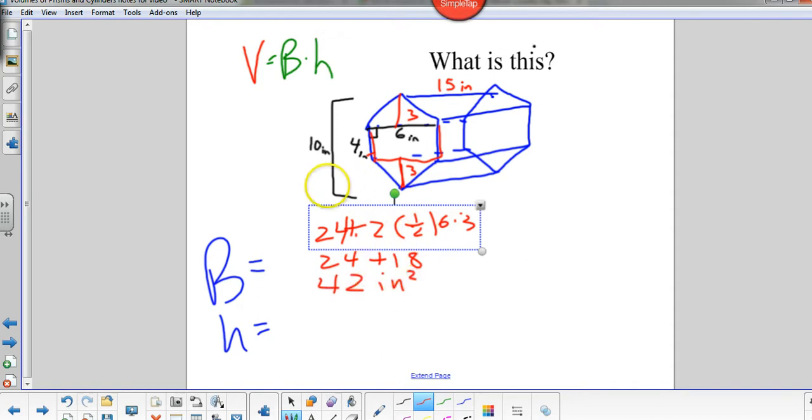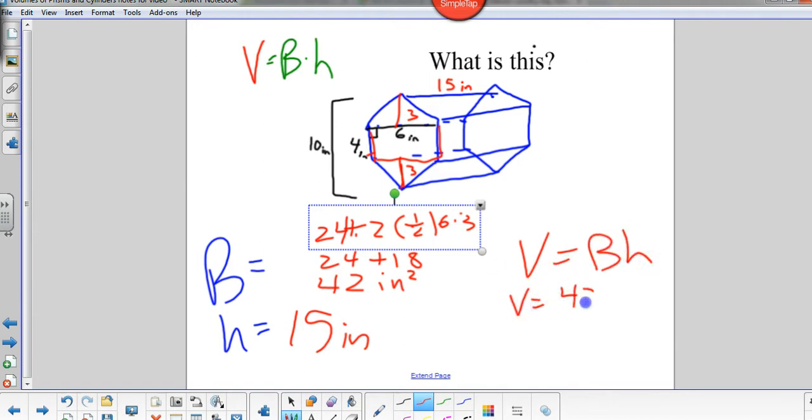The height here is not 10. The height is 15. Why? Because that's the distance between the bases. If the base is a hexagon, the distance between the two congruent hexagons is 15. So then the volume is equal to 42 times 15, whatever that happens to be. And it's going to be inches to the third power because it's a volume.